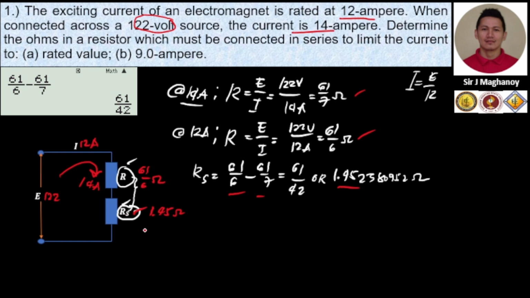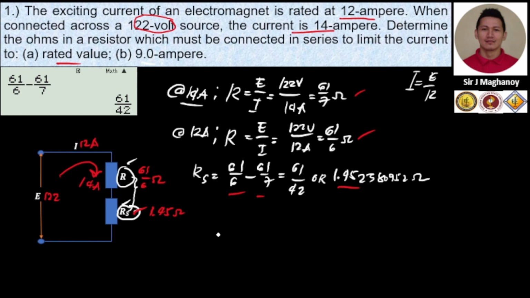What is the value of the resistance to be connected to our rated resistance in order to limit the actual flow of current at rated ampere, which is 12 ampere, with a source of 122 volts? Okay, I hope our first problem is clear. So let's continue solving at rated 9 ampere.